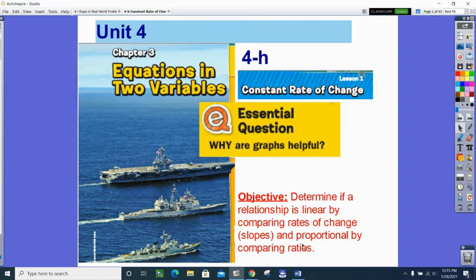The other thing we're going to bring back from 7th grade is: is a relationship proportional? And maybe you don't remember that word, or it seems far back, or maybe it wasn't covered. I promise we will look at it today. So two things: linear, question mark, proportional, question mark.